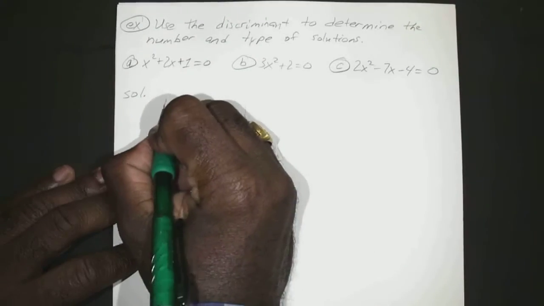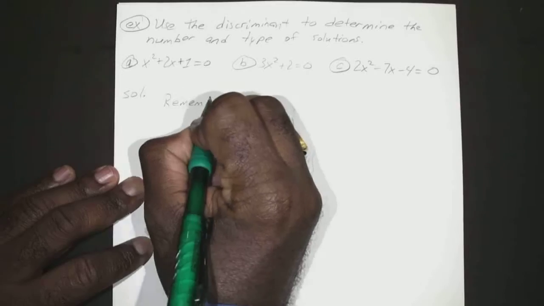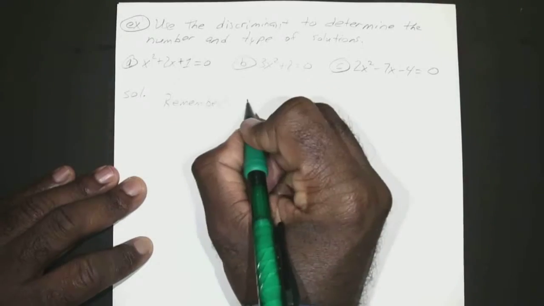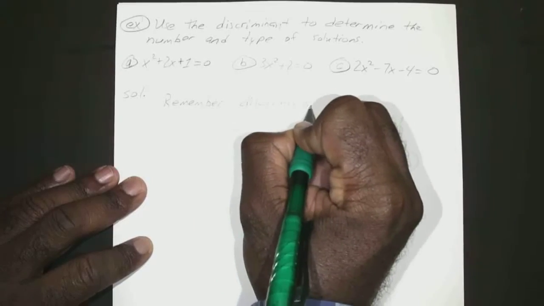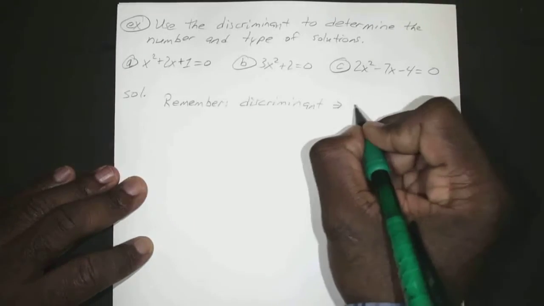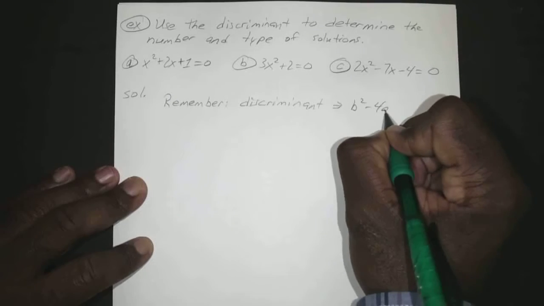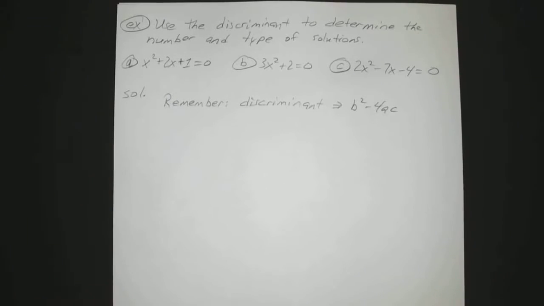Okay, so mainly your discriminant is just b squared minus 4ac. Okay, so that's all you would need for this one.